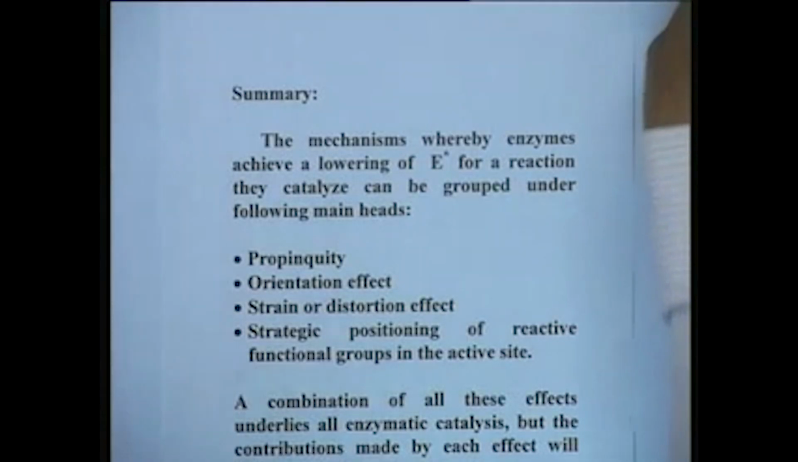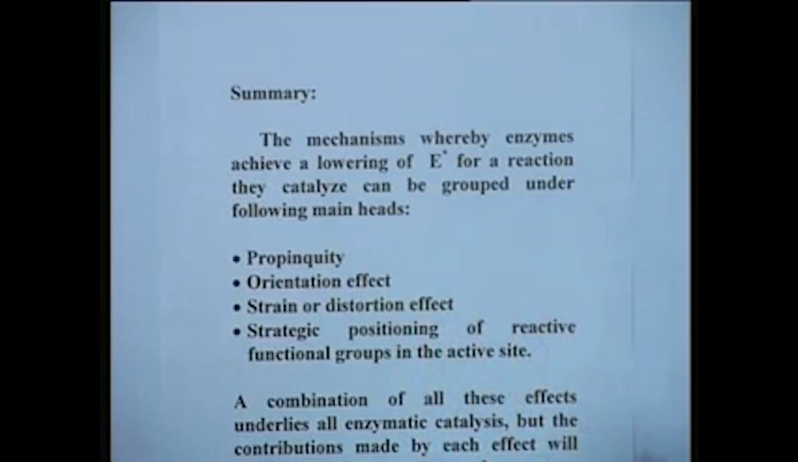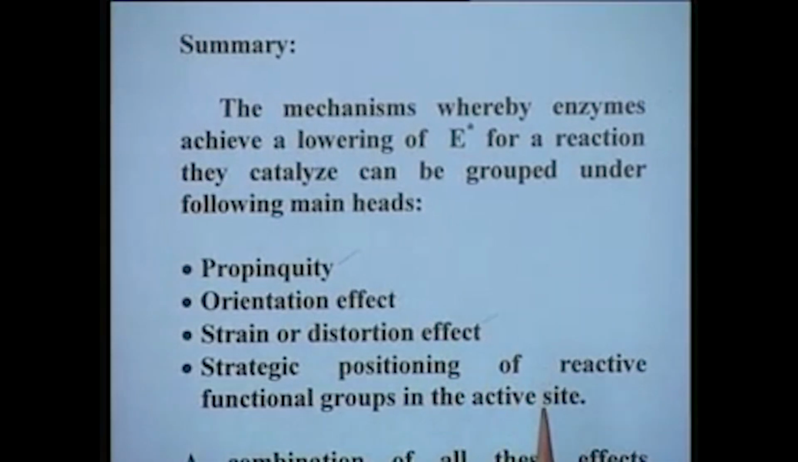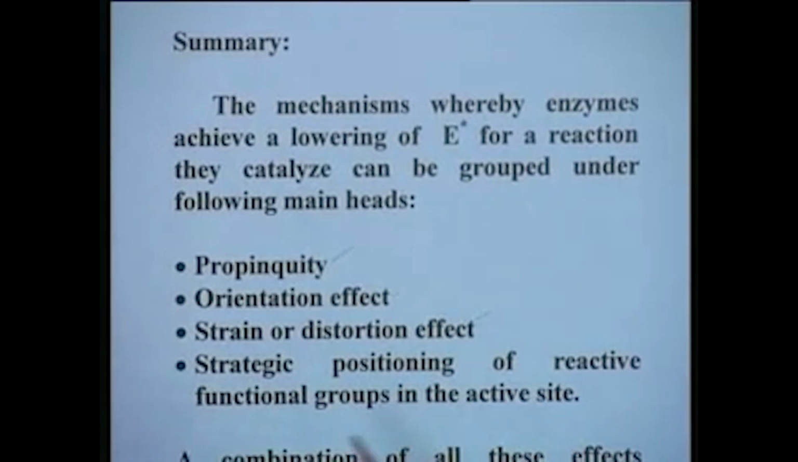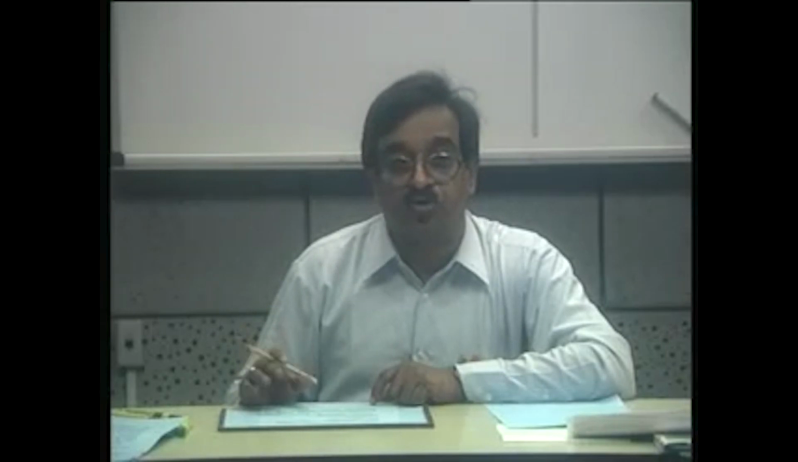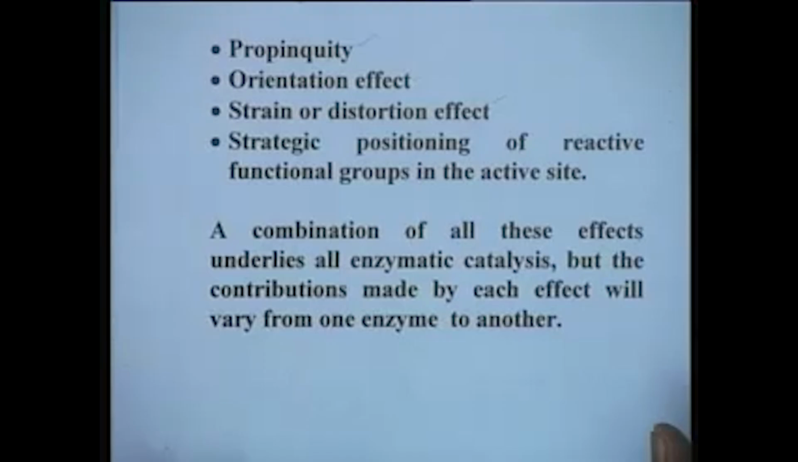Now to summarize whatever we have discussed today, the mechanisms whereby enzymes achieve a lowering in free energy of activation for a reaction they catalyze can be grouped under the following major heads: propinquity or approximation; orientation effect, so that they are built into a proper orientation either through aligning some of the functional groups or by orbital steering; then strain or distortion effect on the bond which is desired to be broken during the reaction; or strategic positioning of reactive functional groups in the active site, a basis which is primarily based on acid base catalysis or covalent catalysis, a feature which is common to that of chemical catalysis also.